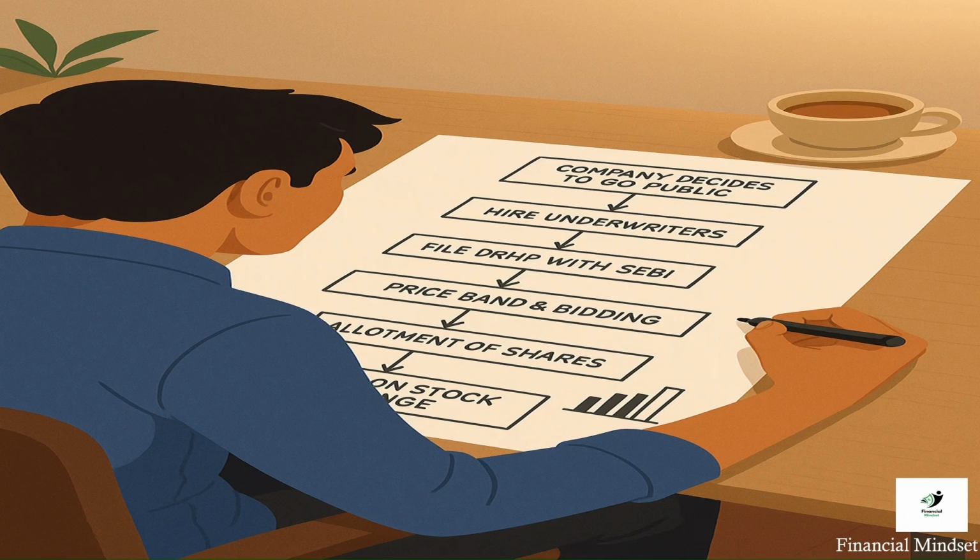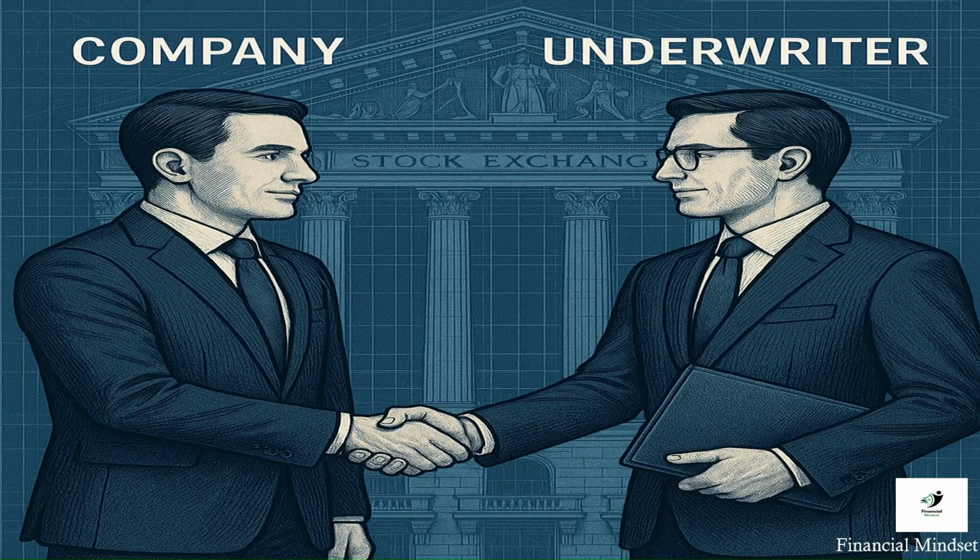Kabir asks, can you explain the process of IPO? Samir replies, definitely. The first thing that they do is appoint an investment banker or an underwriter. Then they file the DRHP with SEBI. After that, the price band is decided. Finally, the allotment of shares is done through the process of bidding. Kabir says, can you explain each of these processes in detail? Samir replies, let's start one by one.